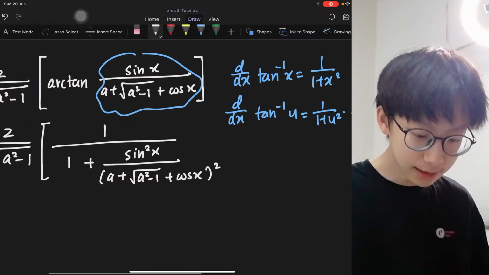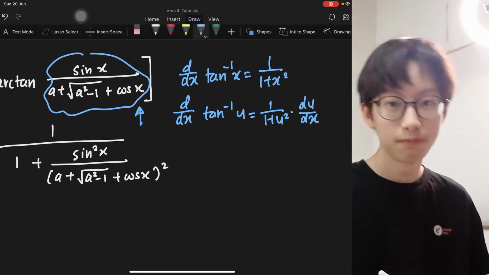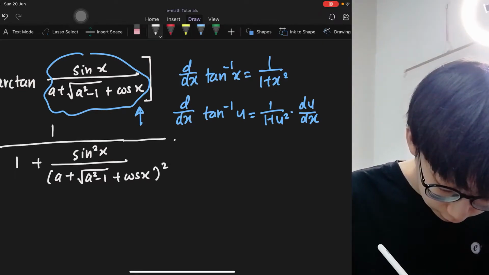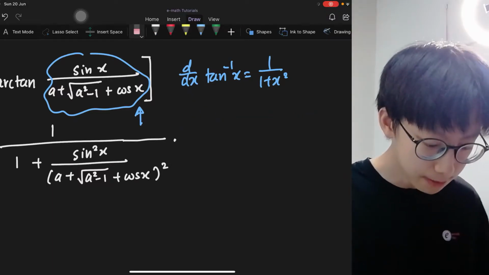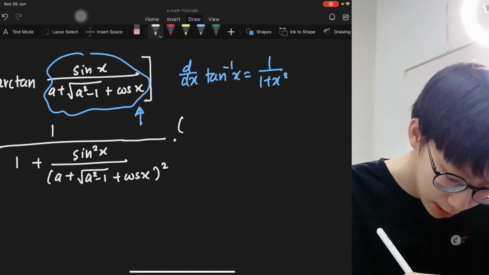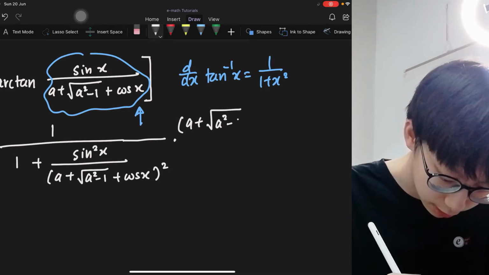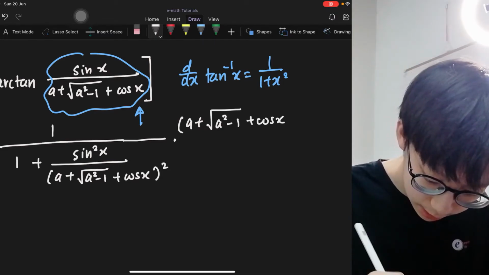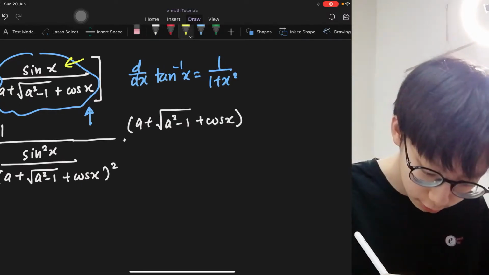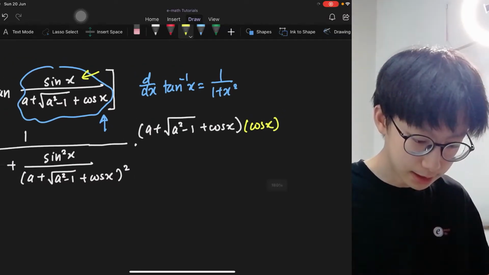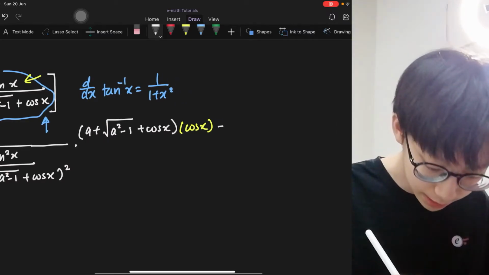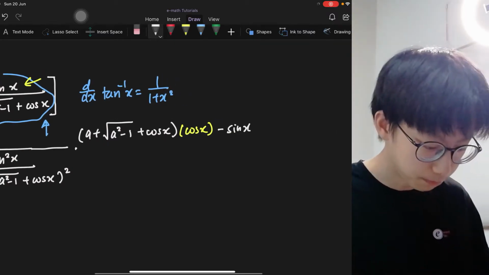Then next we need to differentiate this one. We have no choice but to use the quotient rule. Quotient rule says that you copy the bottom function, which is a plus square root of a squared minus 1 plus cos x, then differentiate the top function. You differentiate sine, you get cos, so just cos x. Then minus, copy the top function, which is sine x, then differentiate the bottom function.